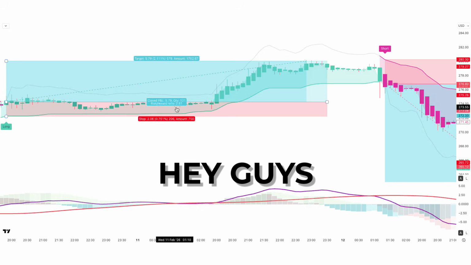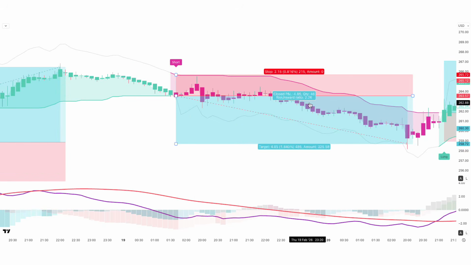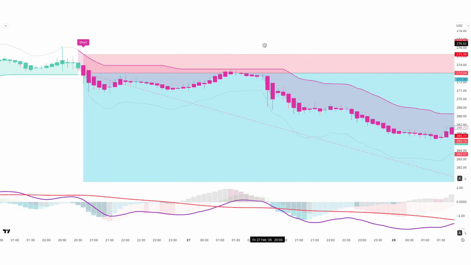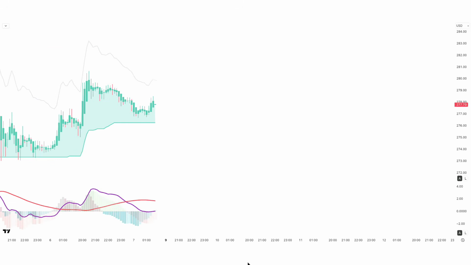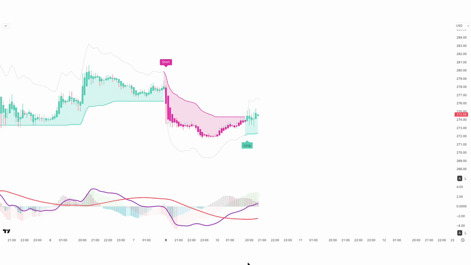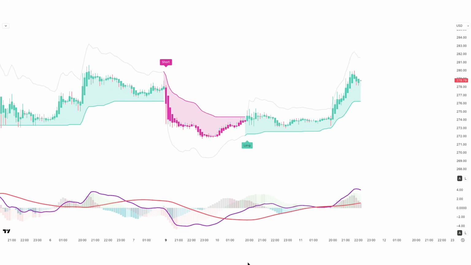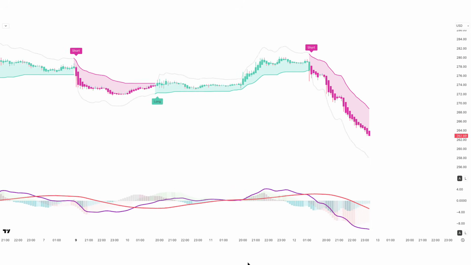Hey guys, I spent hours testing dozens of reversal indicators. Some looked promising. Most failed completely when it actually mattered. Fake signals, late entries, missed moves. You already know the frustration.